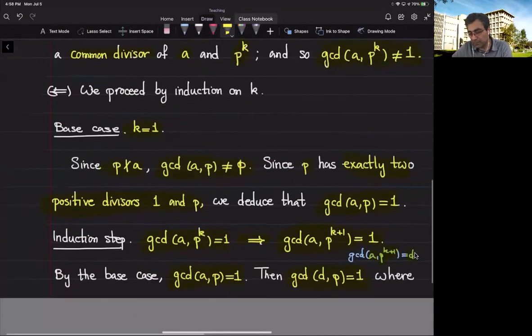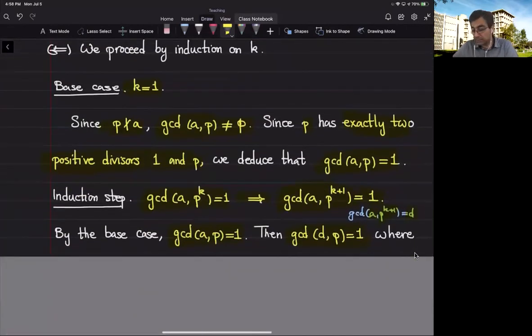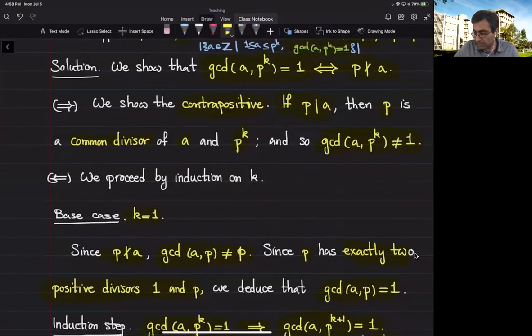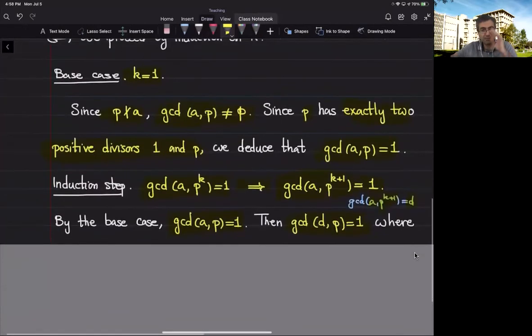Now let's go the other way around. In order to show this, we are going to assume that p doesn't divide a, and I want to show that GCD of a and p to power k is 1. We are going to show this by induction on the power k. So we proceed by induction on k. The base of induction follows from more or less the definition of prime numbers.